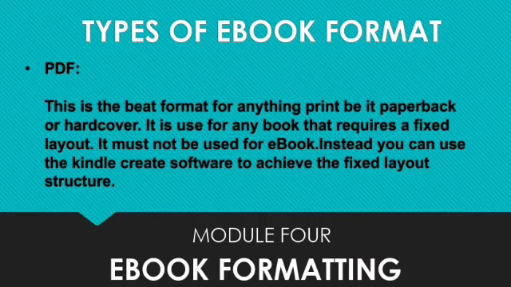Okay, now the third one is PDF. I know this is something very common and everybody knows about PDF. This particular type is best suited for print. So anything print, you use PDF because of the fixed layout feature that it has. So you can use it on hardcover or paperback. It is used for any book that requires a fixed layout. Now, we don't usually recommend PDF for ebook. If you are interested in the fixed layout feature, then you can decide to use the Kindle Create software that Amazon has provided on its own platform to achieve the same purpose.